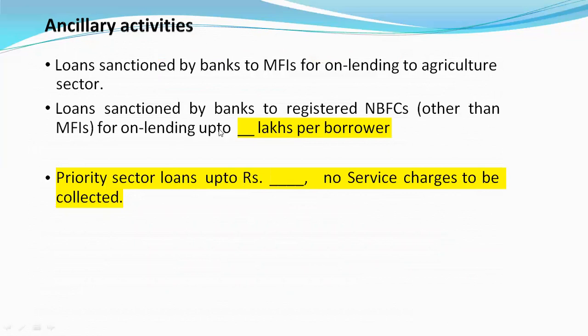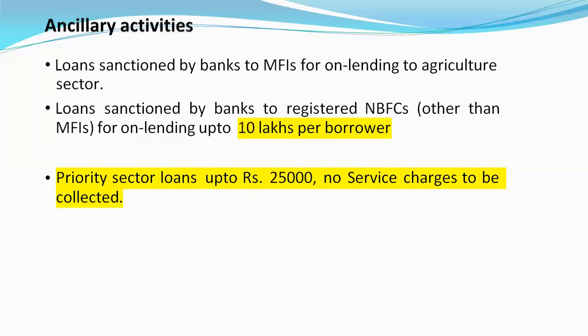Loans sanctioned by banks to registered NBFCs other than MFIs for on-lending up to dash lakh per borrower. So friends, how much can the bank give to registered NBFCs for on-lending purposes? Okay, and here, priority sector loan up to rupees dash. Up to how much will the priority sector loan be for which the bank has no service charge to be collected, for which the bank must not collect a service charge? So let's see what the right answer is.